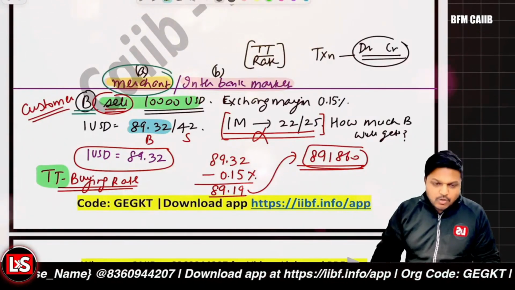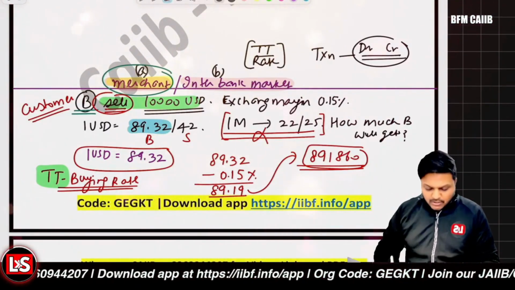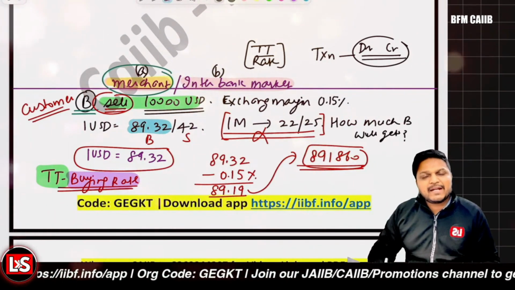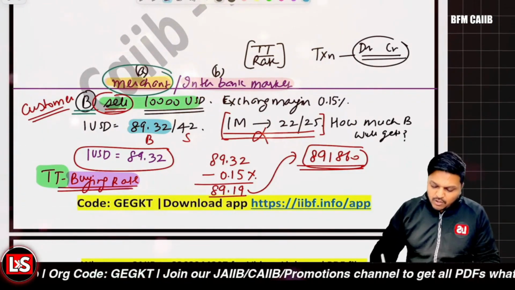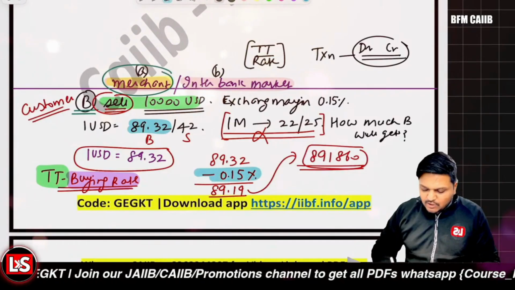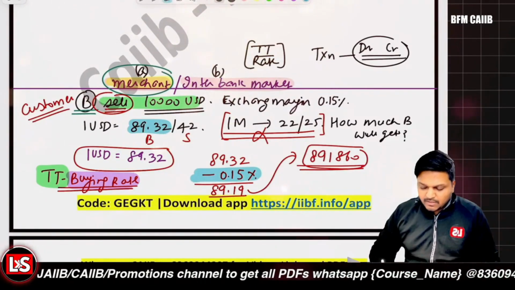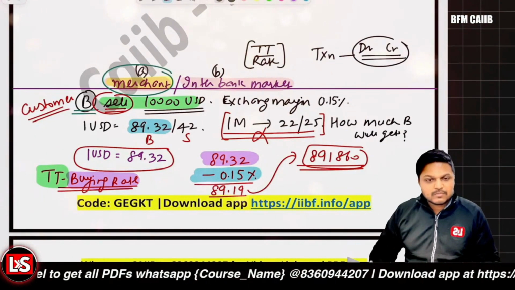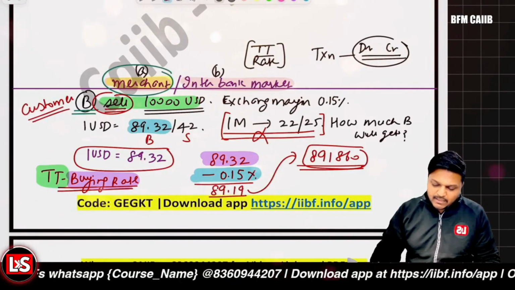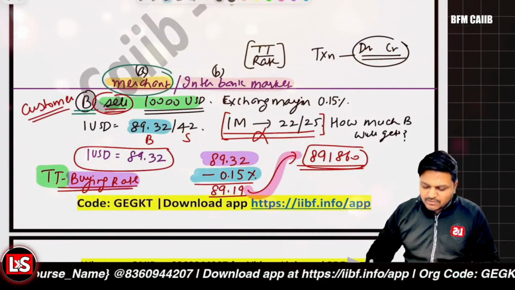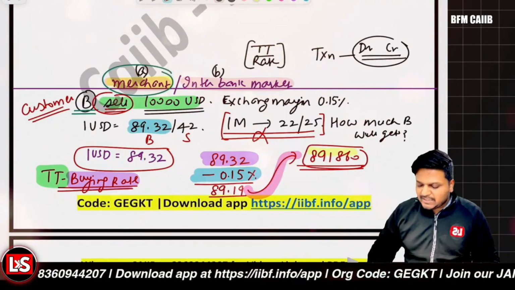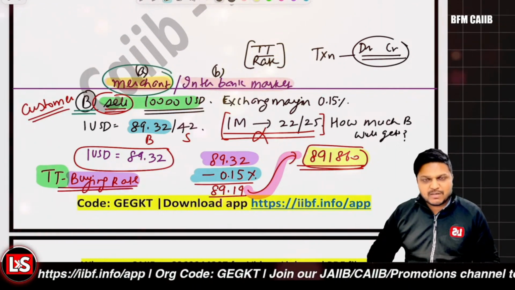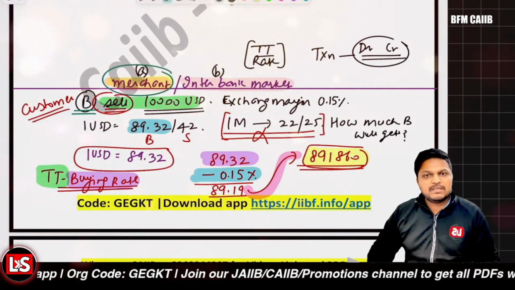And we already know that the cost which will be given by the bank is the buying cost. So it's a TT buying rate which will be applicable. And whatsoever the buying rate is there, the exchange margin is always to be subtracted. That's why we subtracted this 0.15% from the spot buying rate of 89.32, and we got the answer as 89.19. Further, we multiplied it with 10,000 so as to get the final answer, which is 891,860. So this is the total amount after adjusting the exchange margin, which is to be credited to person B's account.